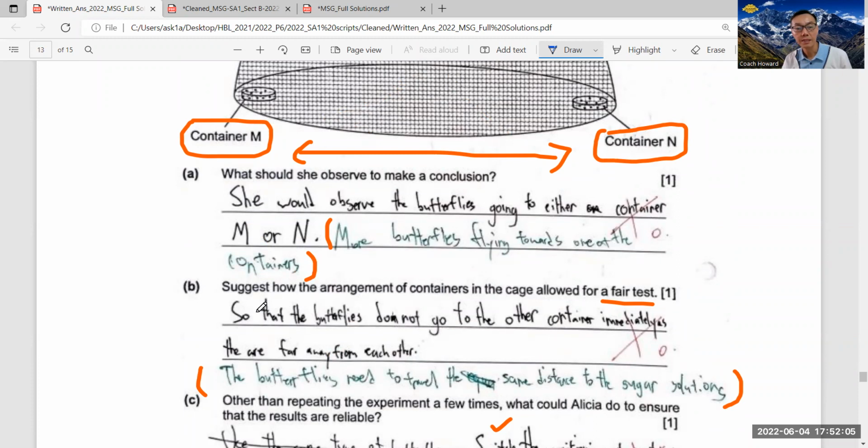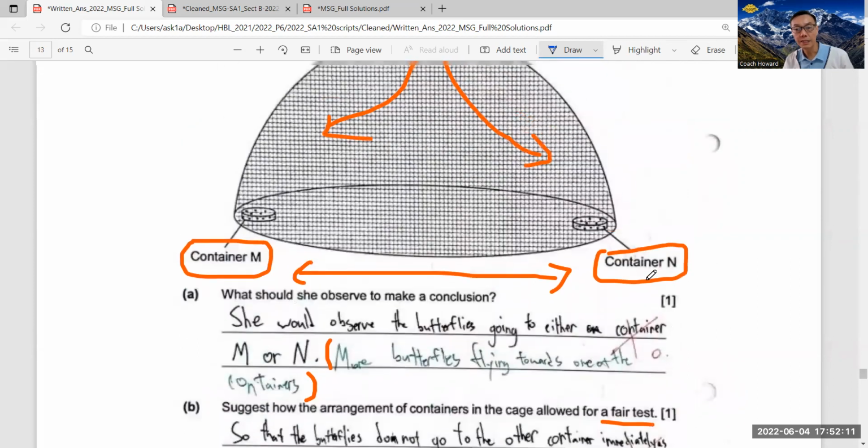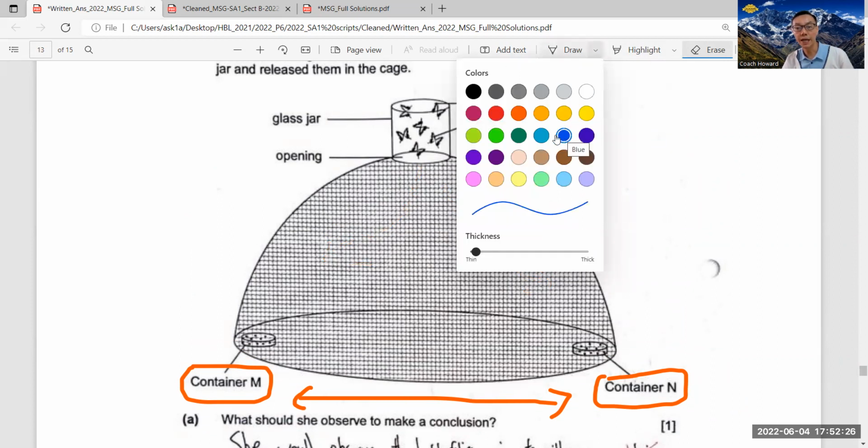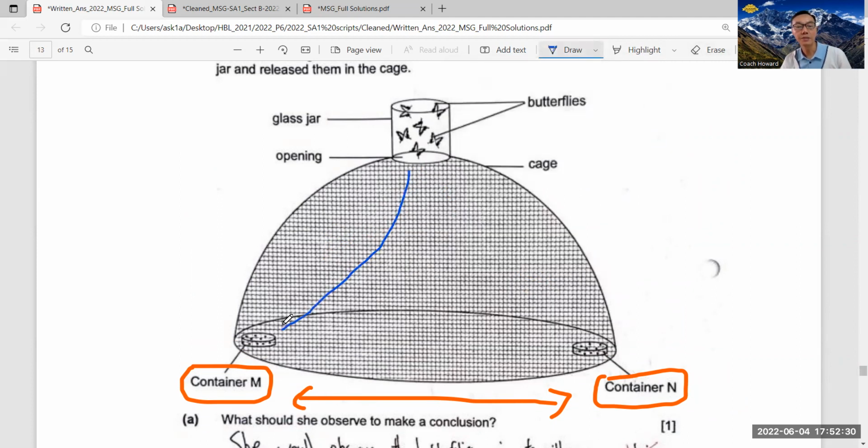Okay, next, suggest how the arrangement of containers in the cage allow for a fair test. So fair test actually quite logical, right? It must be the same distance. So that's why I drew this arrow here. Let's say erase part. So they must be the equal distance, so that the butterfly have equal chances of flying either to the left or to the right. So either they fly to container M or they fly towards container N.